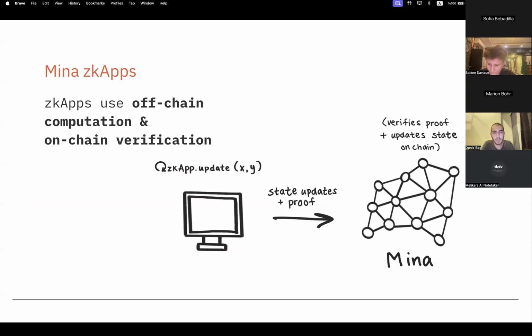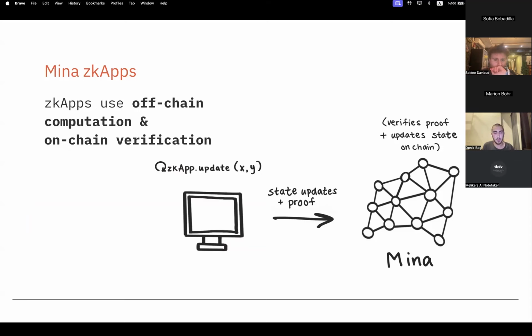Mina's dApp model is a bit different than Ethereum. In Ethereum, smart contracts execute on chain, and when you send a transaction on Ethereum, it sends a request to all network nodes to store and run your code, and every node executes these instructions. Then it leads to high cost and inefficiencies and stuff like that.